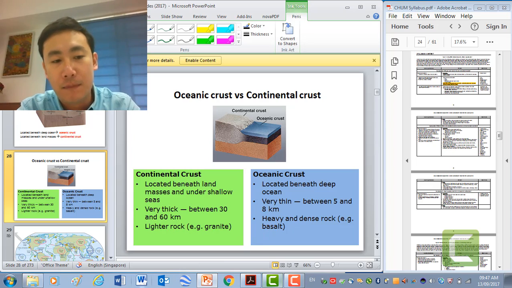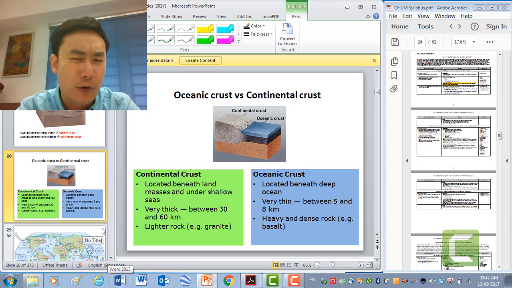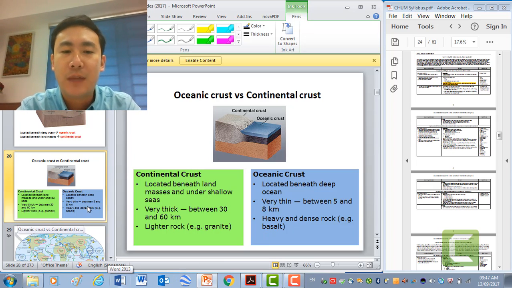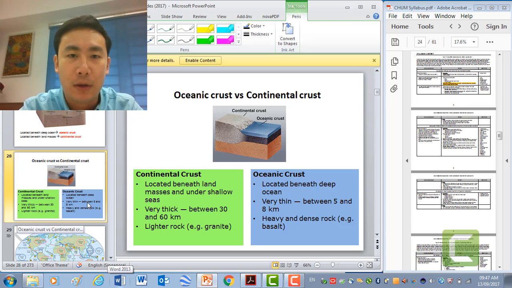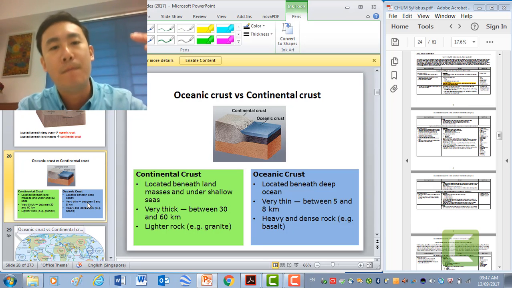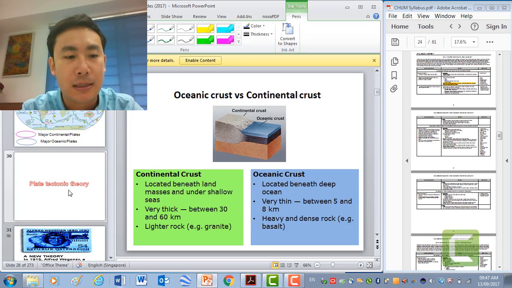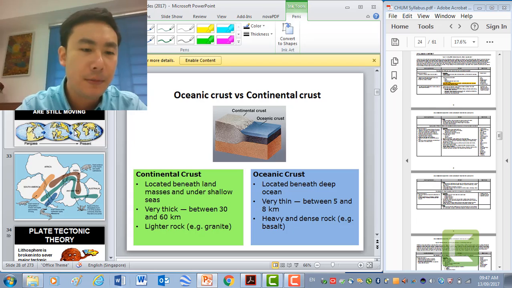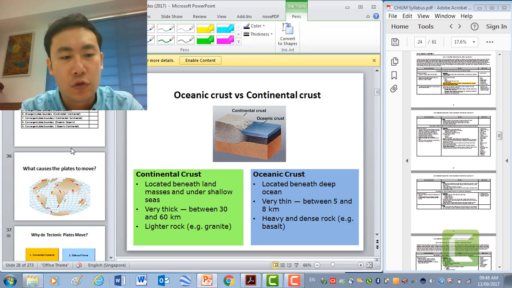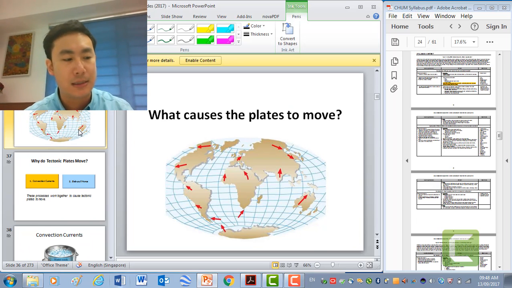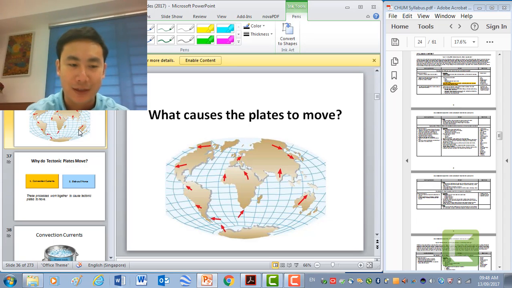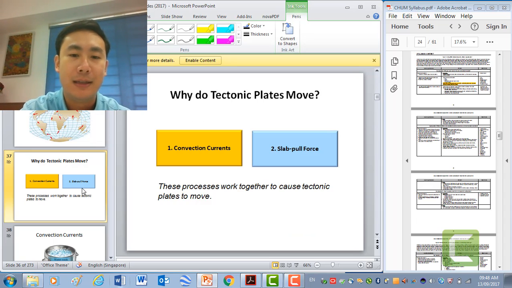Okay, no time here to talk more about granite and basalt, but take note, why is this slide important? Because basically, oceanic crust will subduct beneath continental crust. Now, I'm going to fast forward and zoom into this. What causes the plates to move? Now, this is really important. Remember, the syllabus doc needs you to master these two, convection currents and slab pull force.